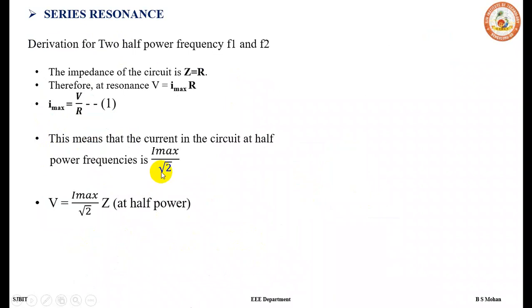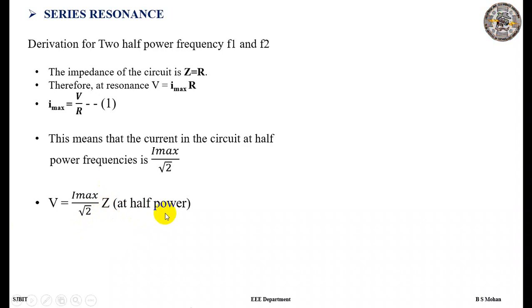So substituting the value of I max in the above equation for V, V is equal to I max by root 2 into Z. At half power it is not R, it is still Z. Why? Because the current is not maximum. Only when the current is maximum at F naught is Z equal to R. However, at half power the current is lesser, so at that point we have two different frequencies, where XL and XC are not equal, and the impedance of the circuit is Z, which is the square root of R squared plus (XL minus XC) squared. You should understand how we got Z here.